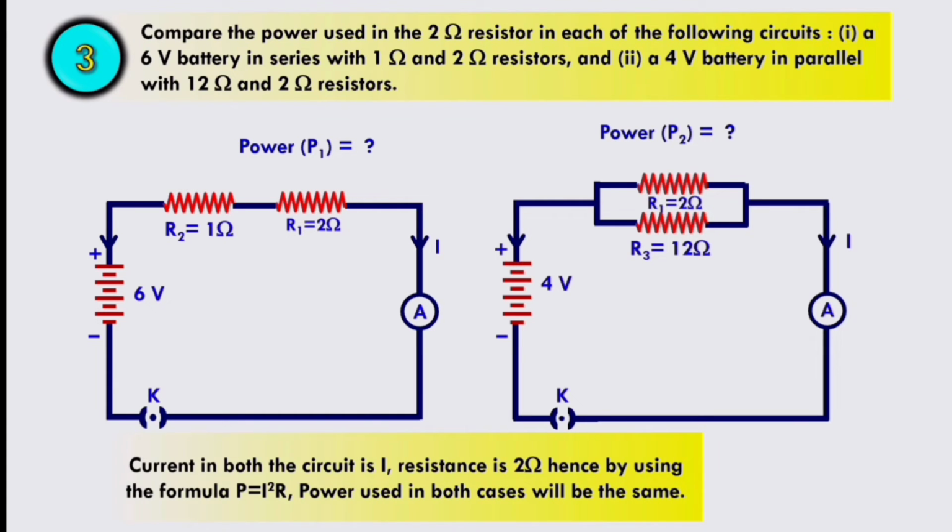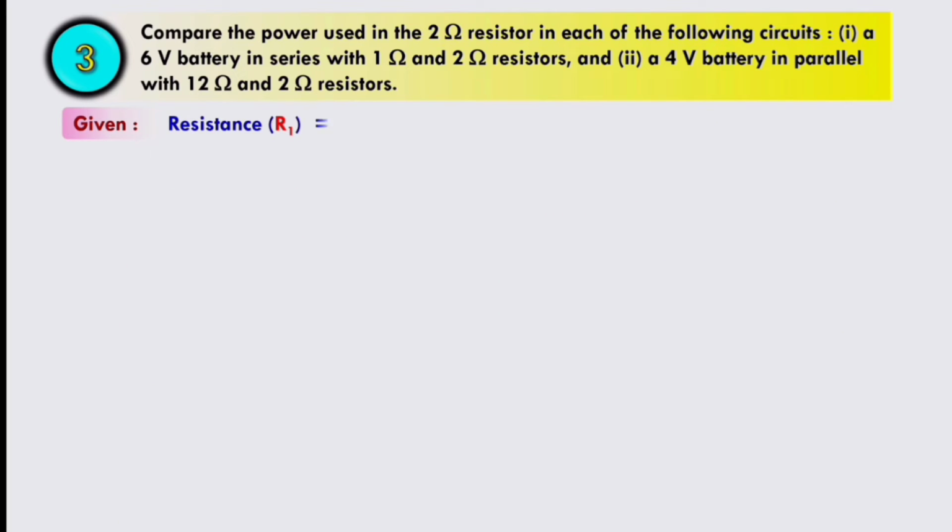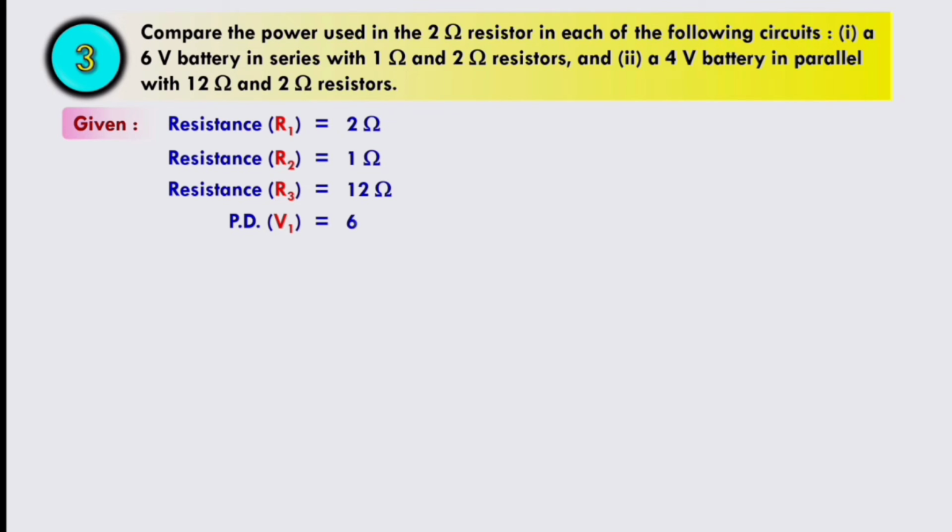Now current in both circuits is I, and the resistance is 2 ohm, hence by using the formula P equal to I square into R, the power used in both cases will be the same. Okay, now write what are the given values for R1, R2, R3 and the potential differences V1 and V2. So these are the given values. Now what we have to find out? We have to find out the power P1 and power P2.